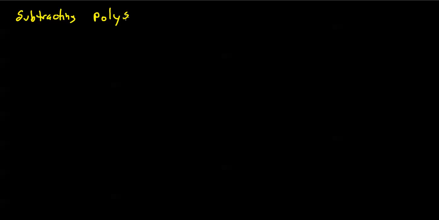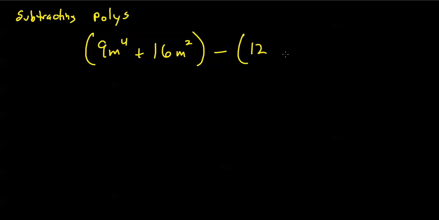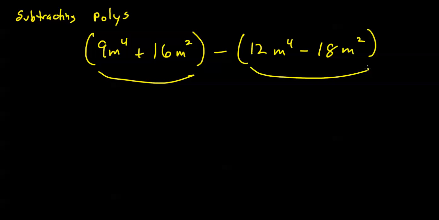Alright, polys is my abbreviation for polynomials. Let's say I've got something looks like this. I've got 9m to the fourth plus 16m squared. And from that polynomial, I want to subtract 12m to the fourth minus 18m squared. Alright, so this is a binomial of degree 4. This is also a binomial of degree 4.